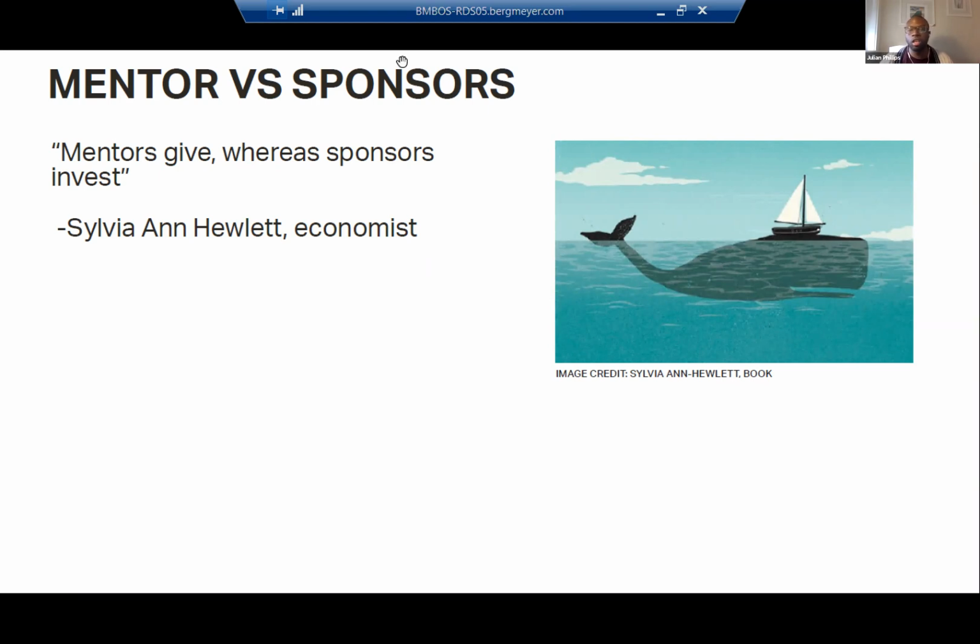This is an image from her book cover, and there's a whale here that's guiding a sailboat. I thought it was a nice symbolic metaphor for what a mentor or a sponsor is: someone who understands the road ahead and the path ahead and can see it from a different perspective or a different angle, but is always there and at a different scale. So the next slide, please.